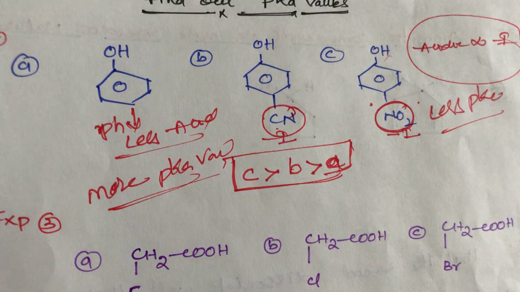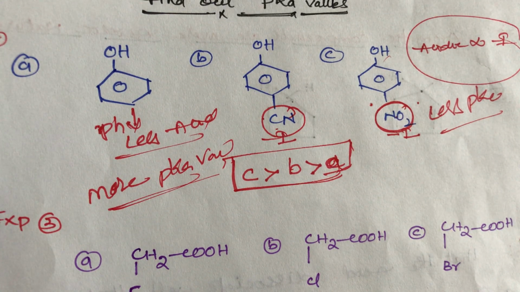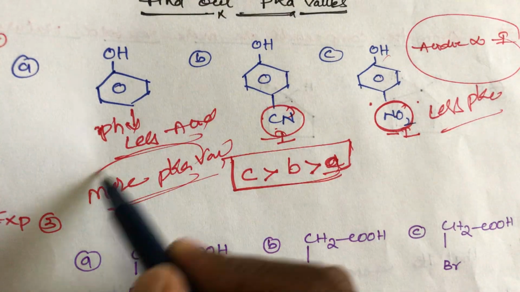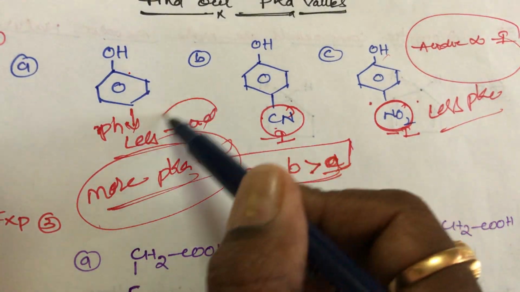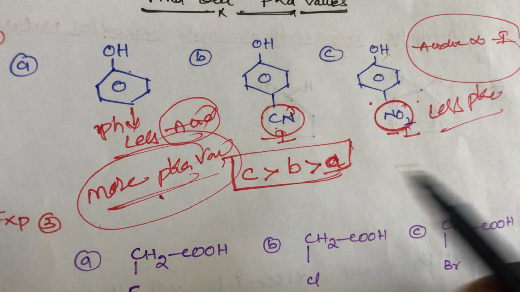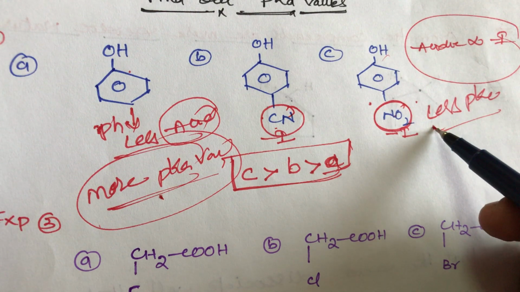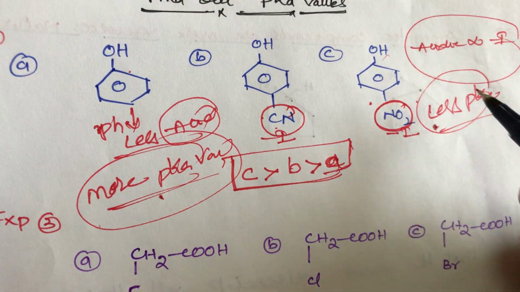This is a simple trick, students. Strong acids always have a lower pKa value, and weak acids always have a higher pKa value. Phenol is less acidic, so it has a higher pKa value, and nitrophenol is more acidic, so it has a lower pKa value.